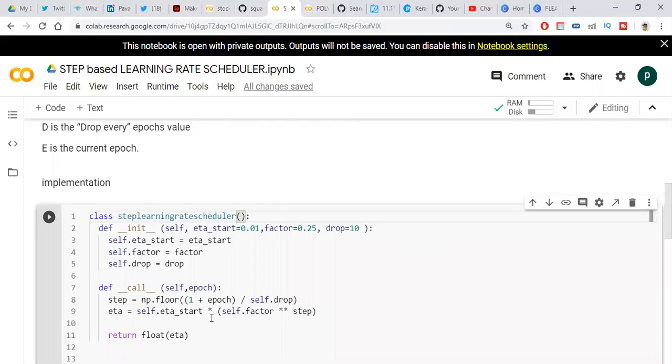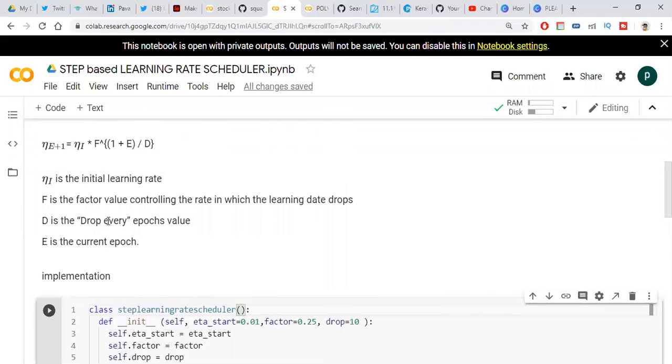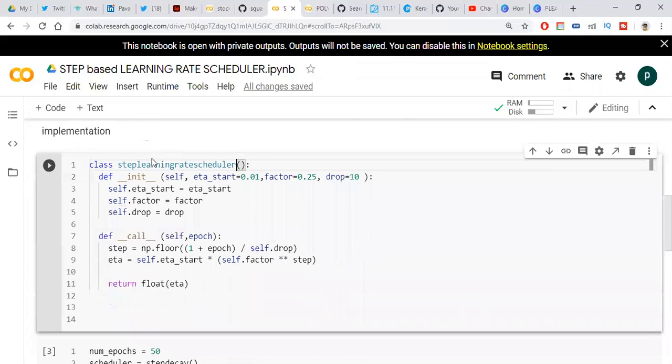In this, I am giving an epoch, because we need to give the current epoch or how many epochs you want. With the help of this formula, the learning rate will be decreased. That's why I take a step variable, and I am giving np.floor of 1 plus epoch divided by drop. I implemented this. This is the step.